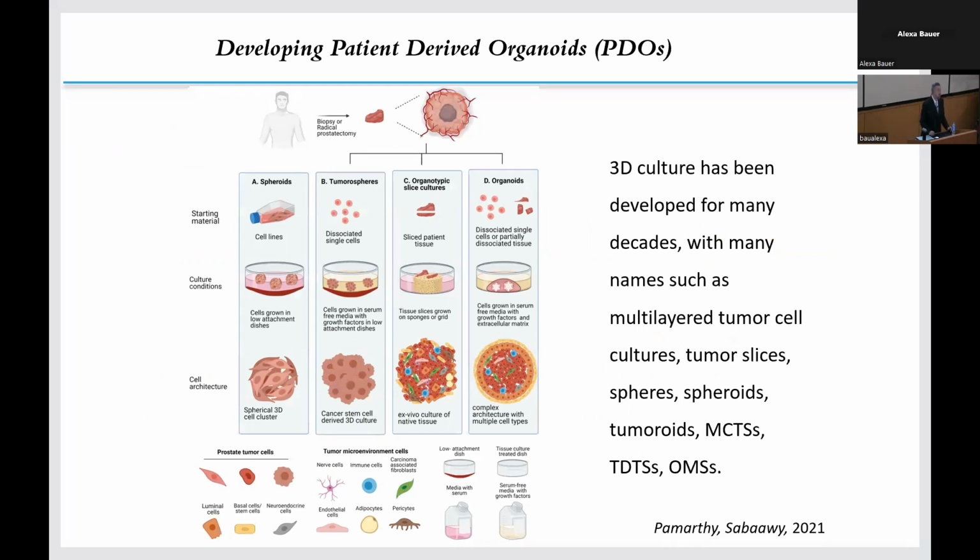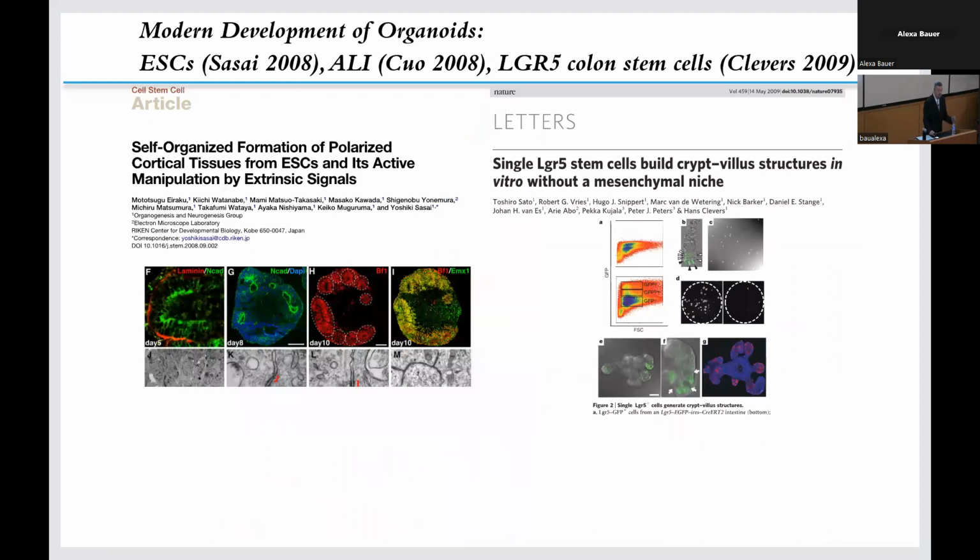Many have used the slice culture, whether from patient samples or from mouse models. The organoids, as we like to define them, are cells that have multiple different cell types within the same tissue. They include the microenvironment, and they can be continued in culture for extended time. This field actually started many decades ago. There are organoid models since 1967.